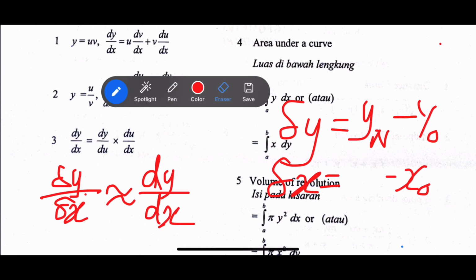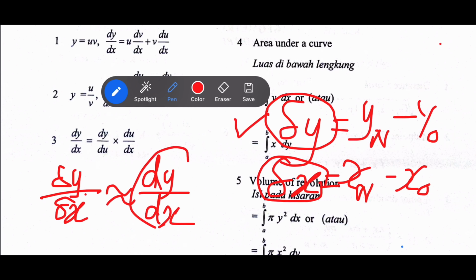This one will be provided by the question. Either they give you delta y and ask you to find delta x, or they ask you to find delta y and give you delta x. It depends. For sure they will give you one of them. Okay, so let's see what the question gave.